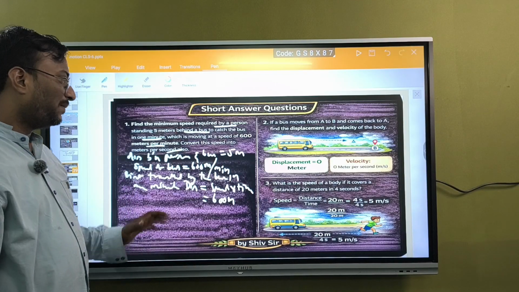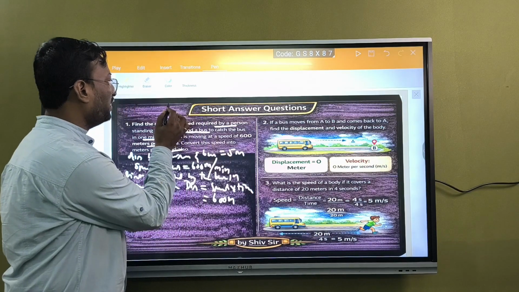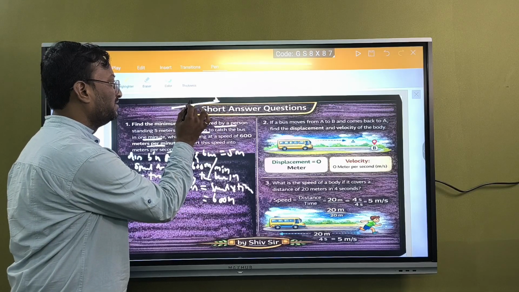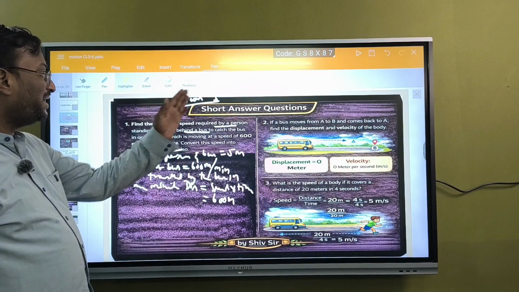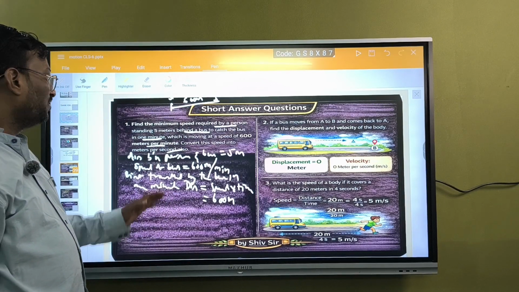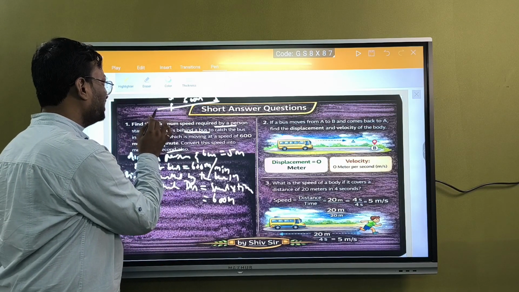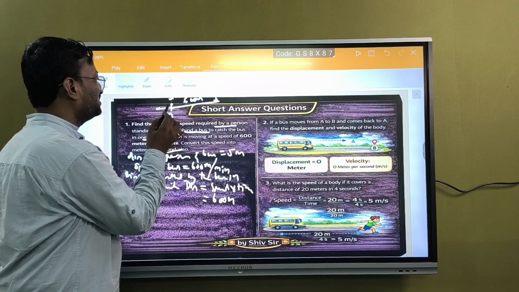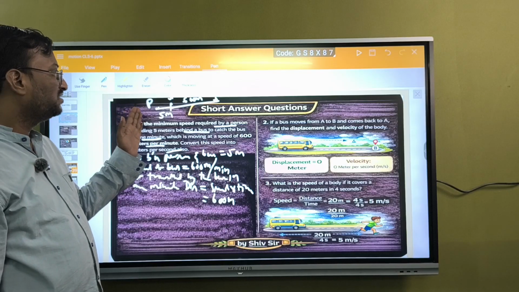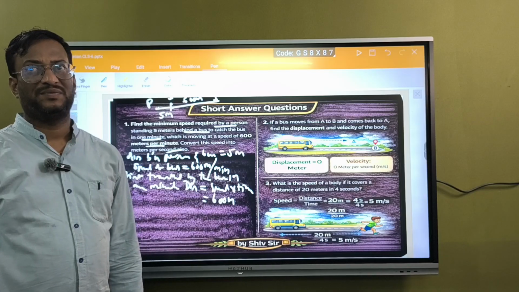After 1 minute, the bus is 600 meters ahead of the starting point. Suppose this is the starting point. So this is the starting point of the bus. And a person is standing 5 meters behind the bus. There is a person here and he is 5 meters behind the bus. After 1 minute, the bus is 600 meters ahead.